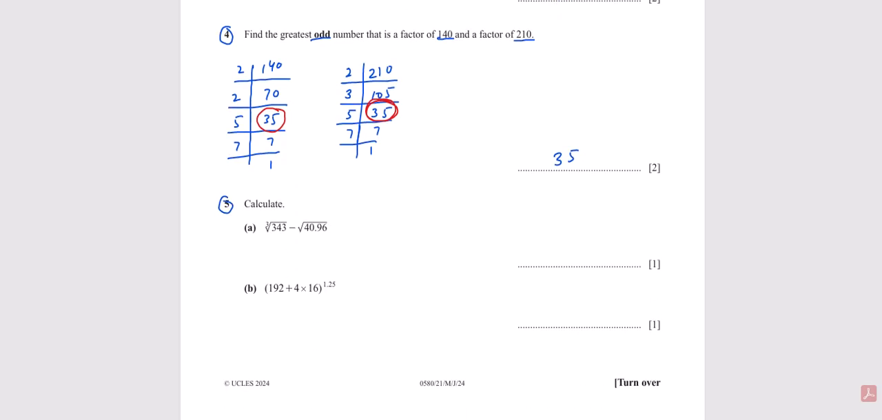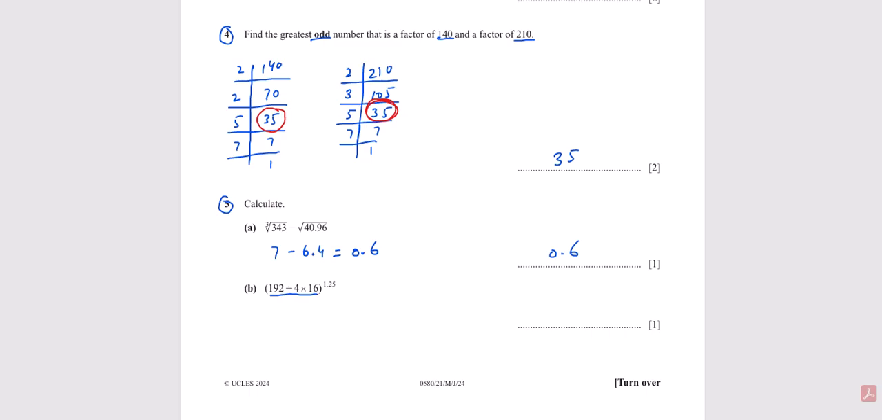Question number 5. Calculate. Use a calculator to find the cube root of 243, that is equal to 7, minus the square root of 40 minus 96, that is equal to 6.4. Subtract these values, we get 0.6. So the final answer is 0.6.